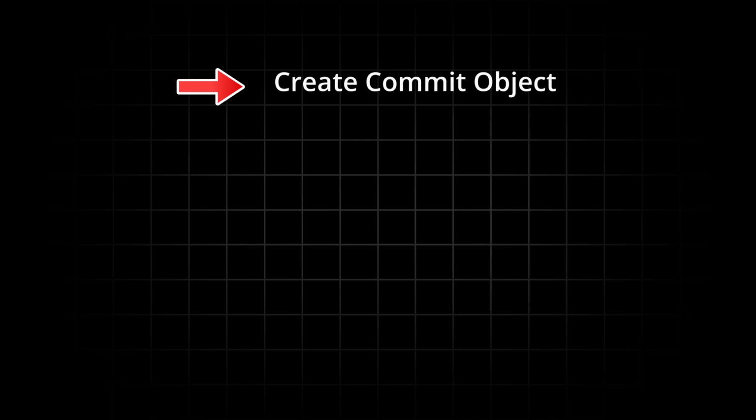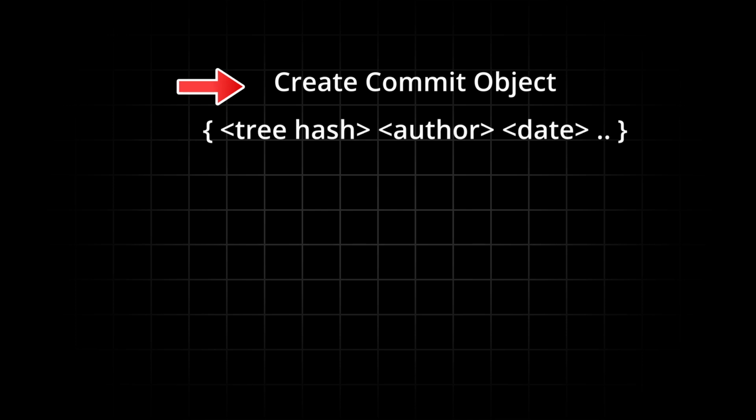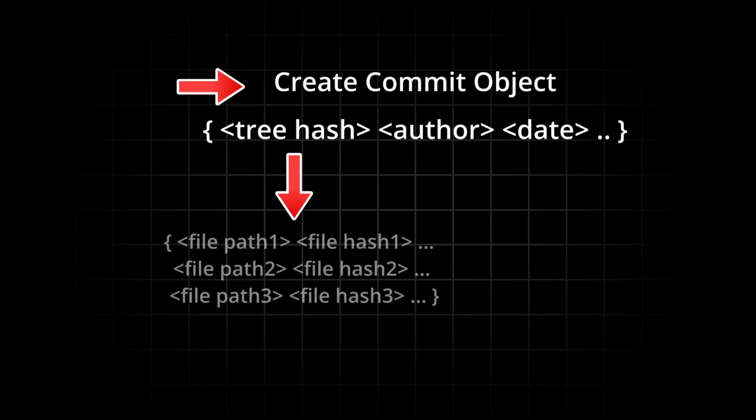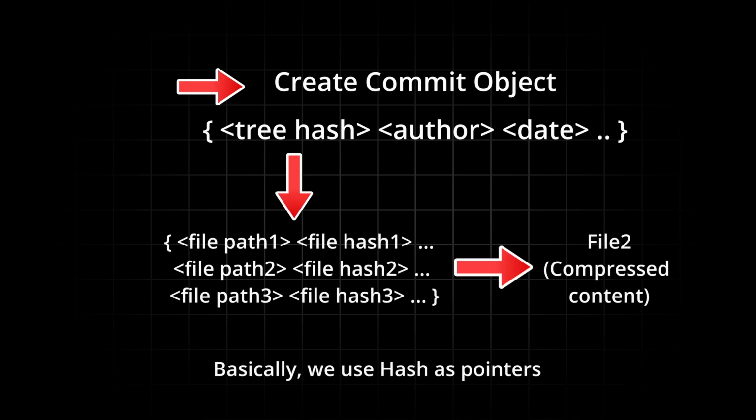Then we create a commit object. This commit object contains metadata like the author, date, and commit message. It also points to a tree object, which in turn points to the file objects. This is how Git links everything together.